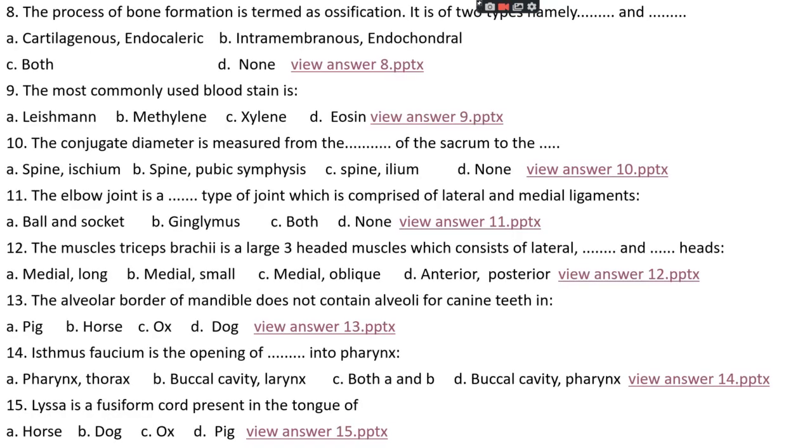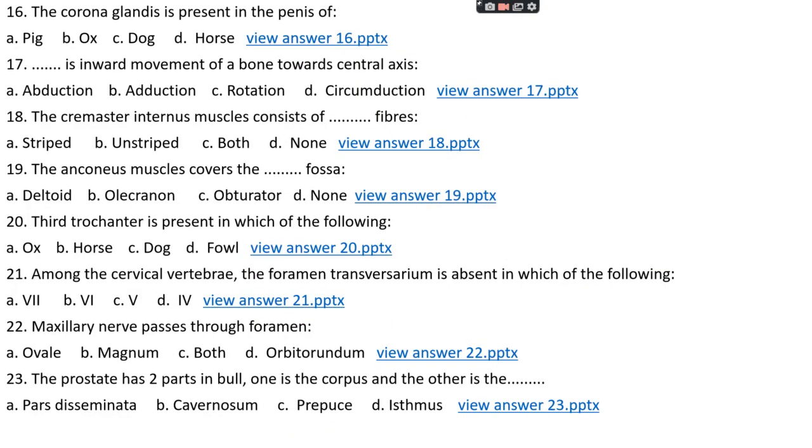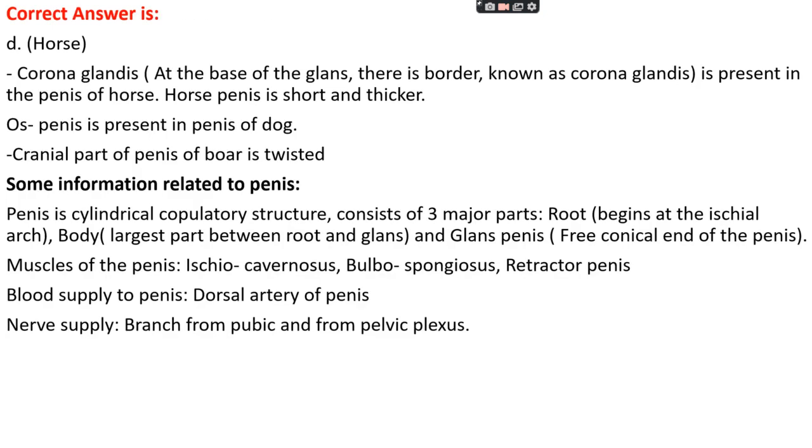Okay. Question number 16. The corona glandis is present in the penis of: option A, pig; option B, ox; option C, dog; option D, horse. The right answer is option D, which is the horse. Okay. Corona glandis, at the base of the glans penis, there is a border which is known as corona glandis, and it is actually present in the penis of horse.